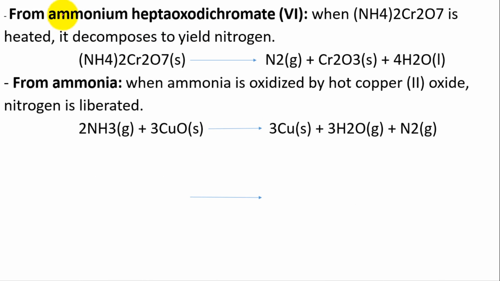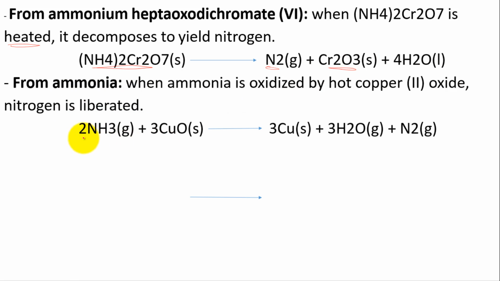Then another one is through ammonium heptaoxodichromate (VI). When ammonium heptaoxodichromate (VI) is heated, it decomposes into nitrogen gas, the chromium salt, and water. Therefore, when you heat this, it decomposes into nitrogen gas, the chromium salt itself, which is Cr2O3, and water.